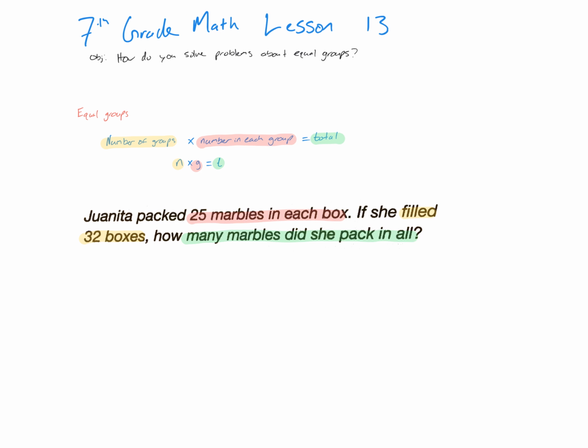So I'm going to say 32 times 25 is equal to t. Then you multiply 32 times 25, and you get 800 as the total. Since it asked how many marbles, I would say 800 marbles.